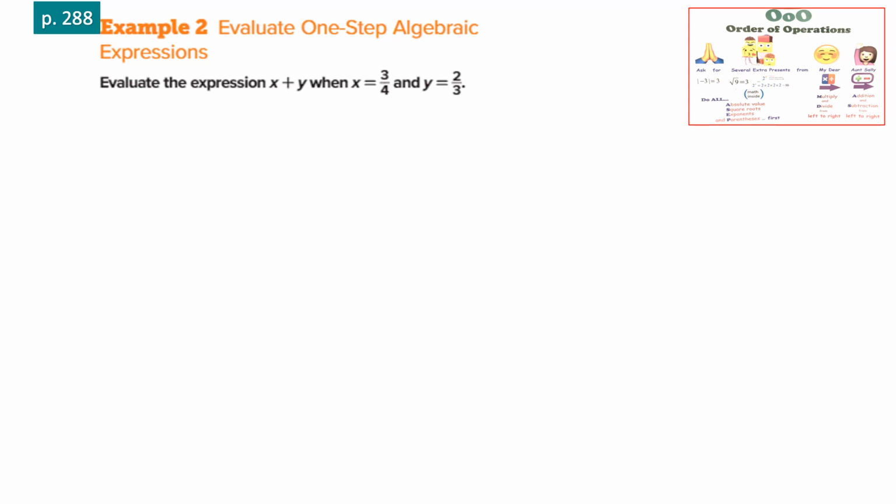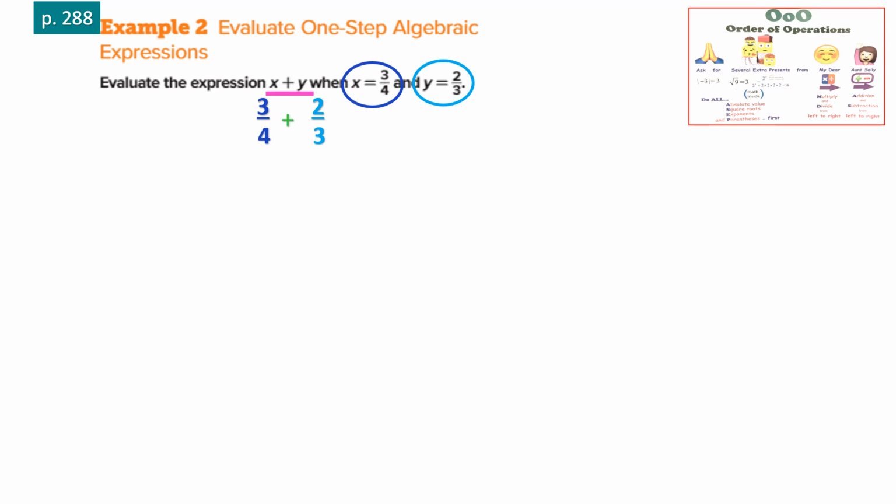Moving on to example 2. Now on example 2, it's a little different because I have no numbers at all except for what I have to substitute in, because I have 2 letters. So my expression is, what is x plus y? Well, I don't know, but I can substitute in for the x and y because they tell me what each of those are equal to. If I substitute in for x and I substitute in for y, then I know I have 3/4 plus 2/3.